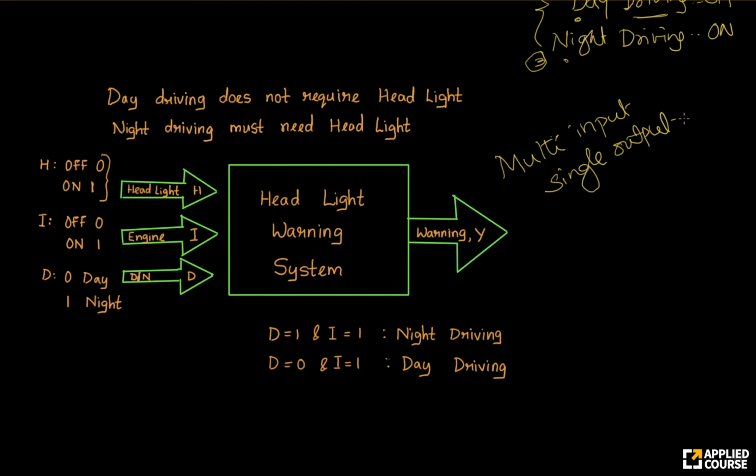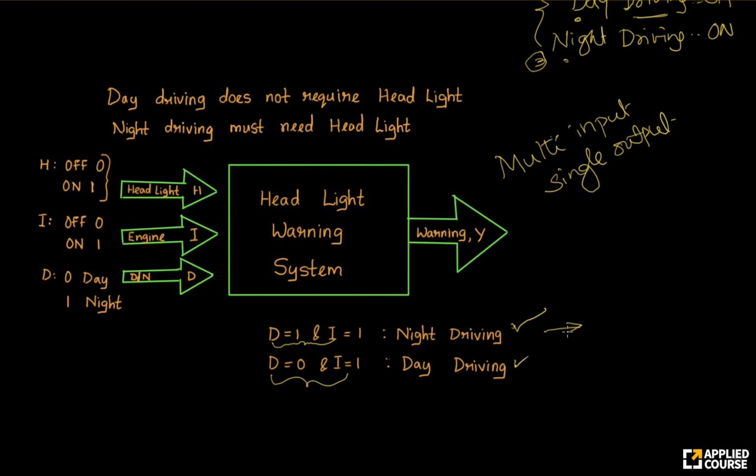Many inputs, one output. As already discussed, H is 0 means the headlight is off, H is 1 means the headlight is on. Engine status I is 0 means it is off, I is 1 means the engine is on. Day-night sensor D is 0 means it is day, and 1 means it is night. D is 0 and I is 1 means it is day and the engine is on, obviously a day driving. D is 1 and I is 1 means it is a night driving.